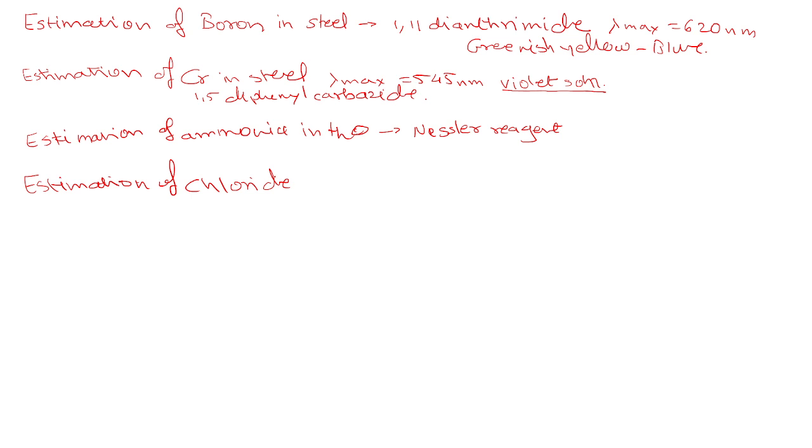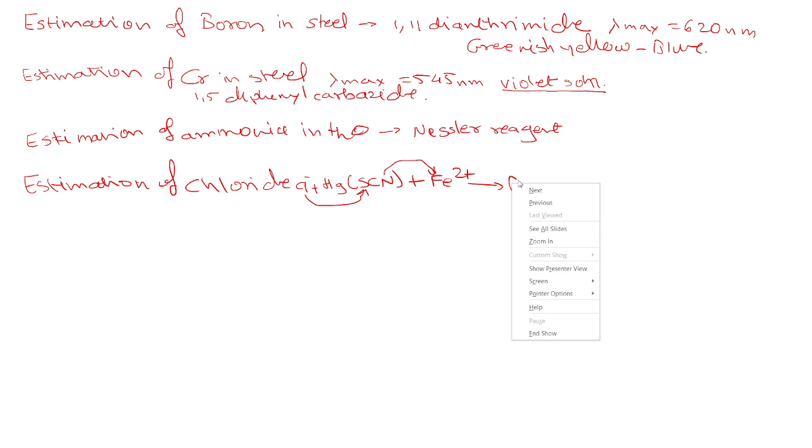Okay. What you have to do, you have to treat this chloride with mercury thiocyanate, in presence of Fe2+ ion. So what happens? This chloride replaces this cyanide, and this thiocyanate reacts with Fe. That is very interesting.